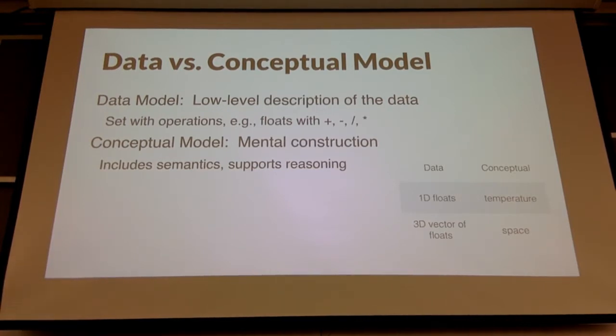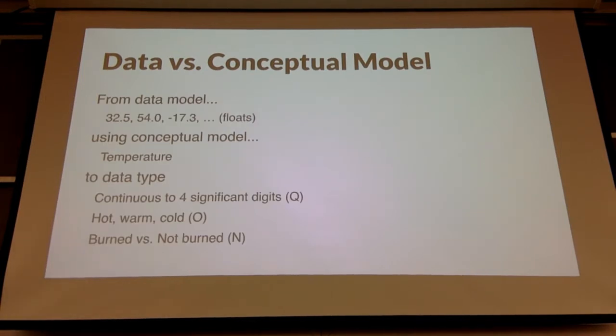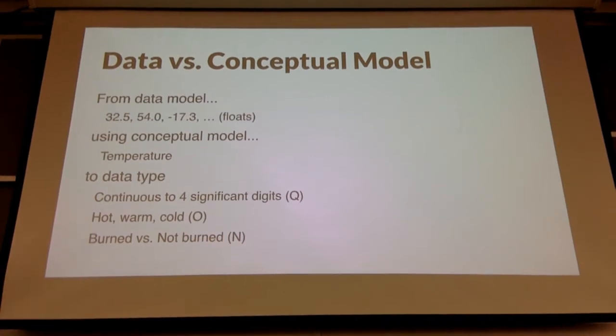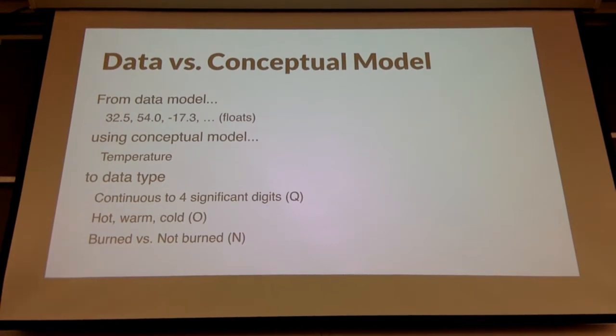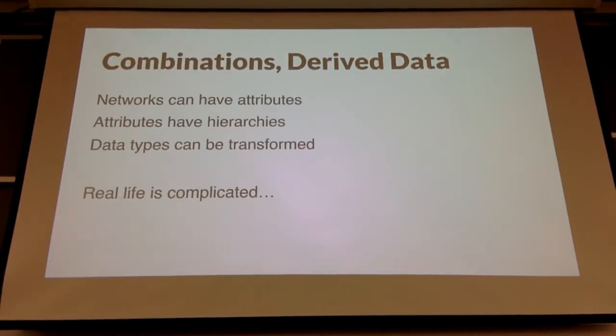And so that also leads us to multiple levels of a conceptual model. We could start out with a data model, a sequence of floats, then we apply a conceptual model to that, temperatures, in this case in Fahrenheit I would say, and then we can say to a data type, either continuous to 4 significant digits would be quantitative, hot, warm, or cold would be ordinal, or burned versus not burned would be nominal. So we can do these transformations flexibly.